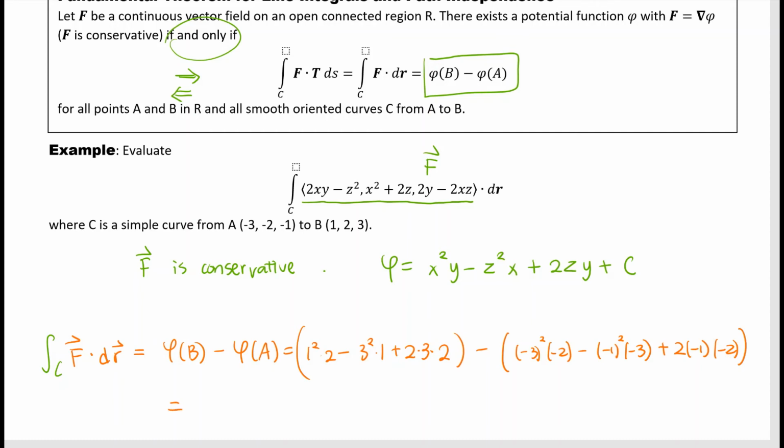Okay, what do we get? 2 minus 3 plus 4 times 3, 12. And then negative 3 squared is 9. 9 times negative 2, negative 18. Minus becomes plus 18. And then minus 1 squared is 1. Minus becomes plus 3, but another negative, so minus 3. And then negatives cancel, so 2 times 2, 4. But there's a negative in front of it, so minus 4.